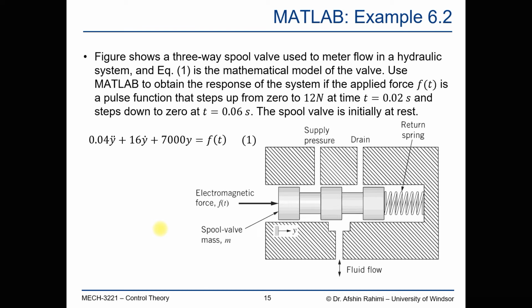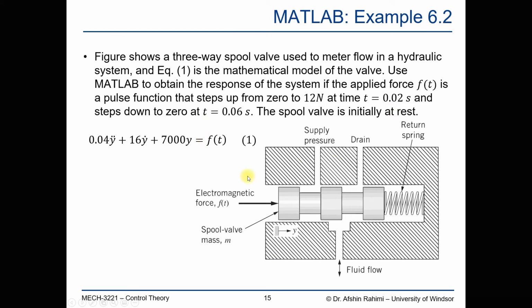Next, we get to example 6.2. This figure shows a three-way spool valve used to meter flow in a hydraulic system. And this equation, equation 1, is the mathematical model of this valve. Use MATLAB to obtain the response of the system if the applied force Ft is a pulse function that steps up from 0 to 12 newtons at time t equals 0.02 seconds and it steps down to 0 at time t equals 0.06 seconds. The spool valve is initially at rest.